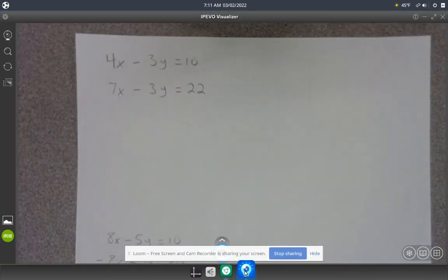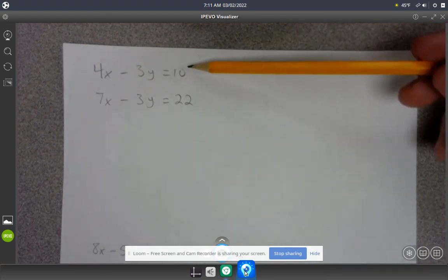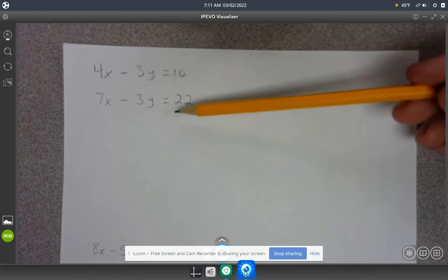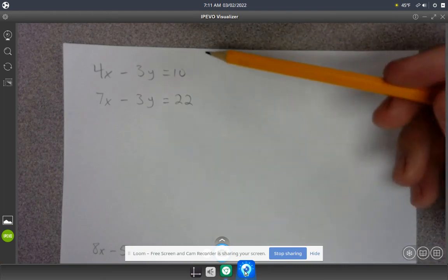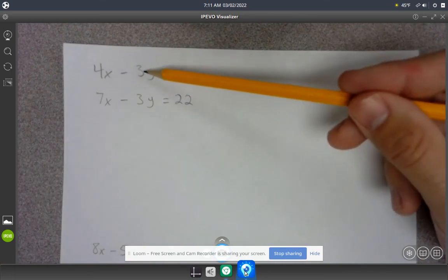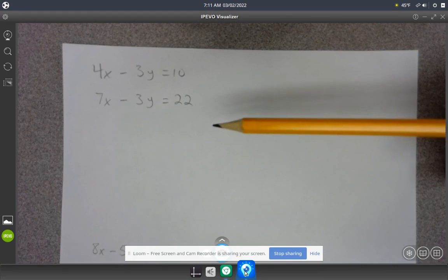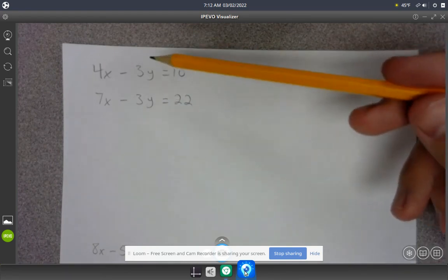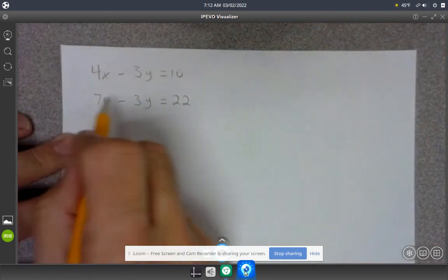All right, so I just want to do a couple more examples here. Of course we got two equations that are in standard form, and we want to cancel out one of these variables. That's what we want to do. So to do this, look at those coefficients, 4 and 7, 3 and 3. Because these negative 3's are identical, I'm going to have to subtract these two equations to cancel them out. If I added the two equations, it would make it negative 6, and I want to cancel them out completely.